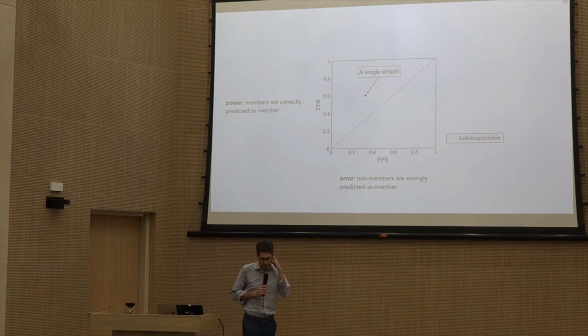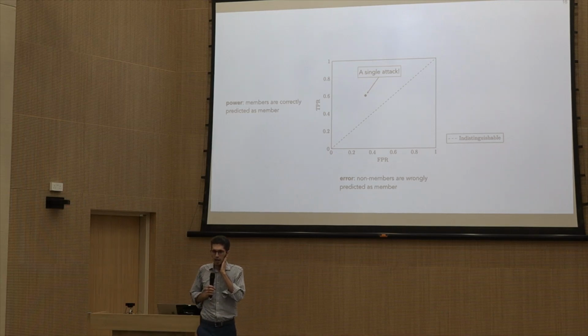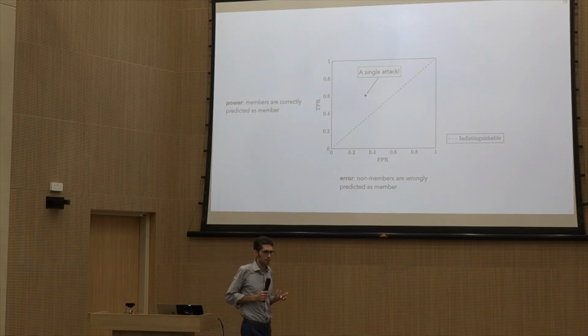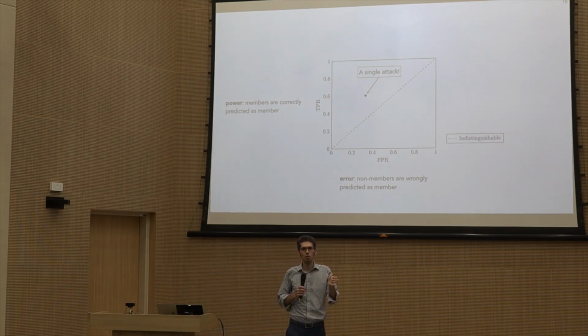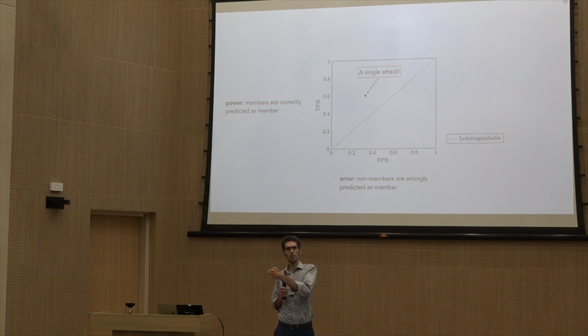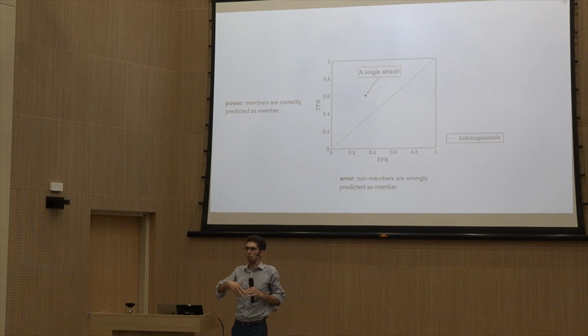But maybe what you want to say is that, if you are an attacker, you might say, well, if you allow me to have higher false positive rates, maybe I can increase my true positive rate, right? That's the trade-off that I have. So for example, you can just predict everything as member. If you predict everything as member, the true positive rate is maximum, but the false positive rate is also maximum.